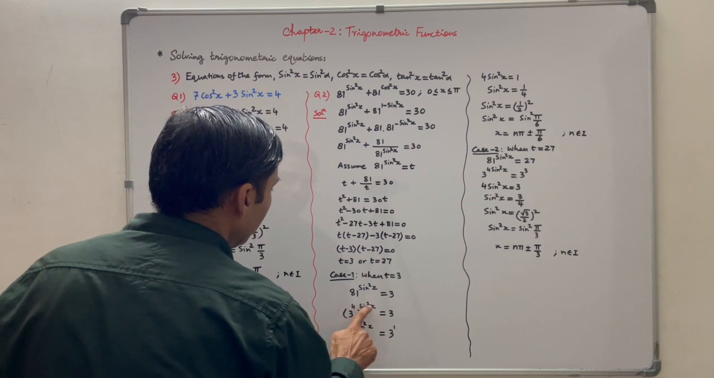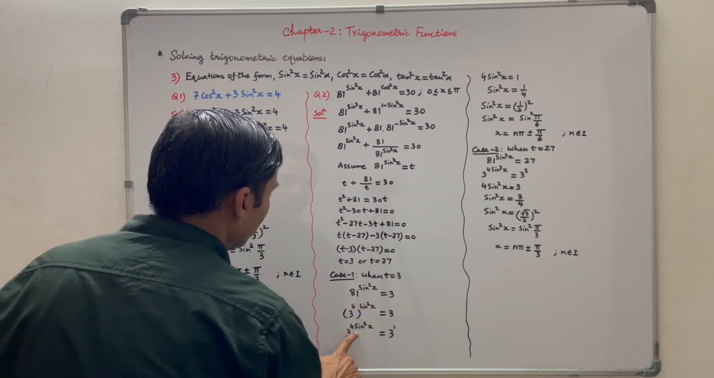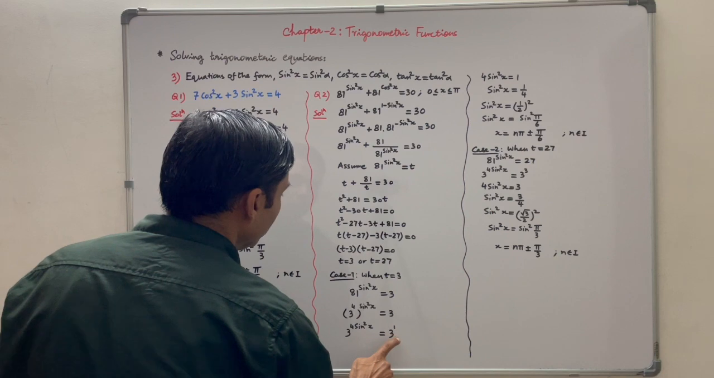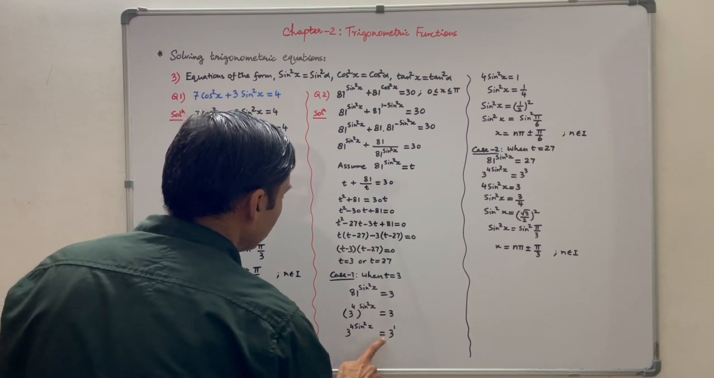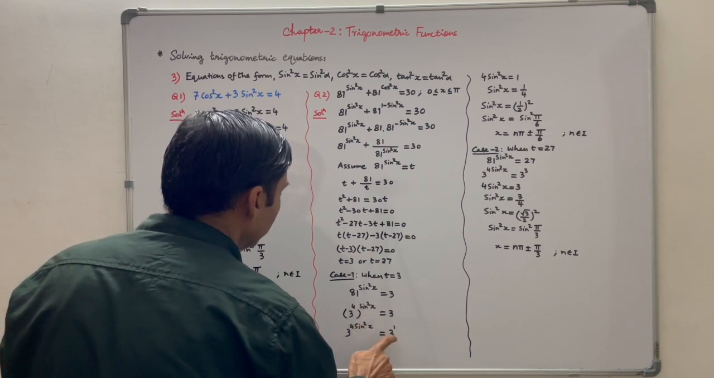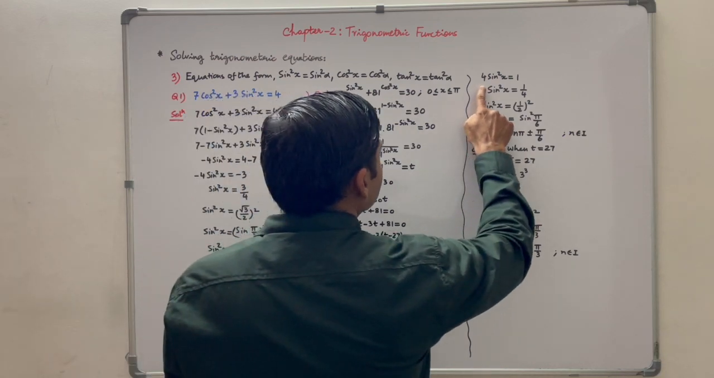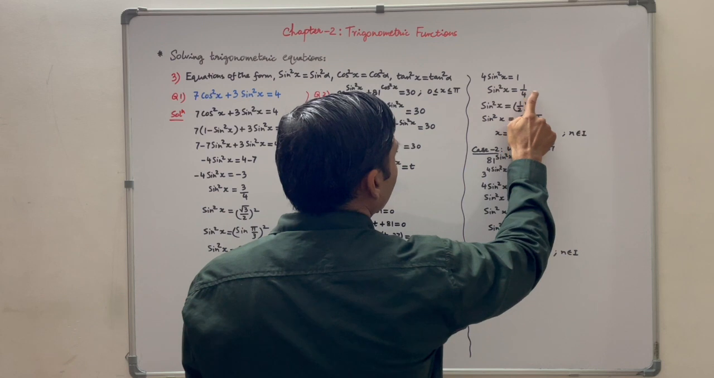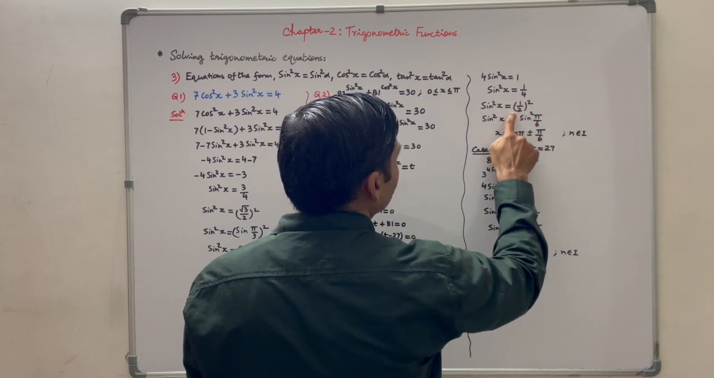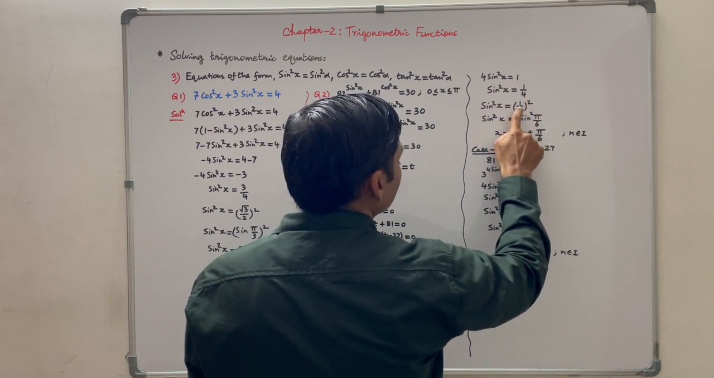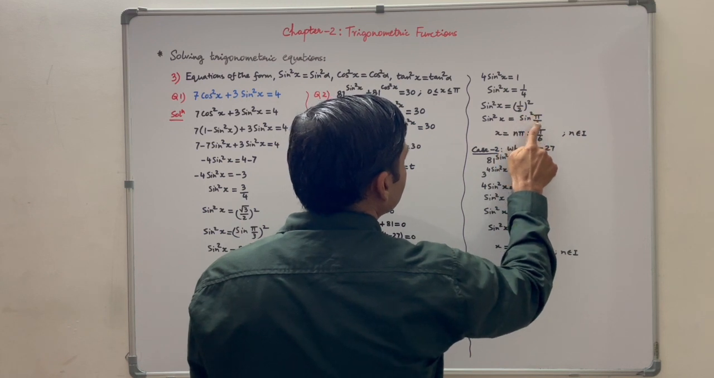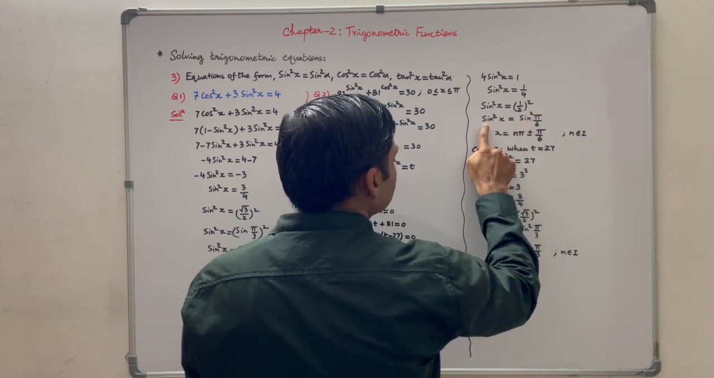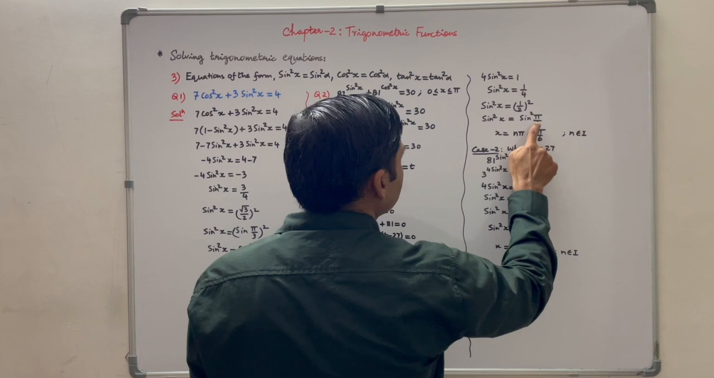Now powers will be multiplied. So 3 to power 4 sine square x is equal to 3 to power 1. Now bases are same, so we can compare powers. So 4 sine square x is equal to 1, or sine square x is equal to 1 by 4. 1 by 4 can be written as 1 by 2 whole square. 1 by 2 is the value of sine 30 degrees. So sine square x is equal to sine square pi by 6.